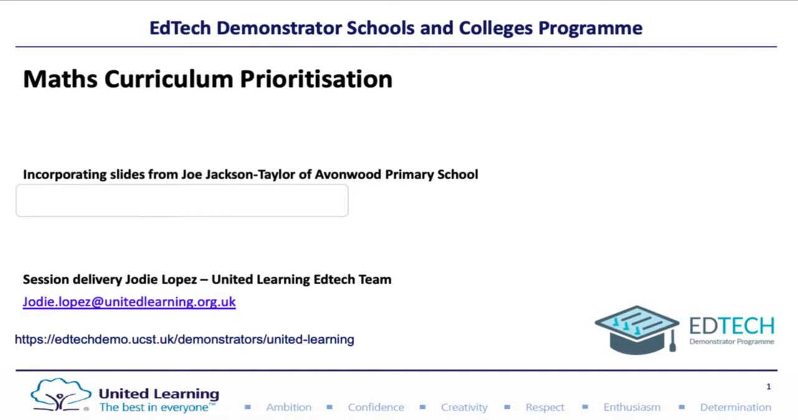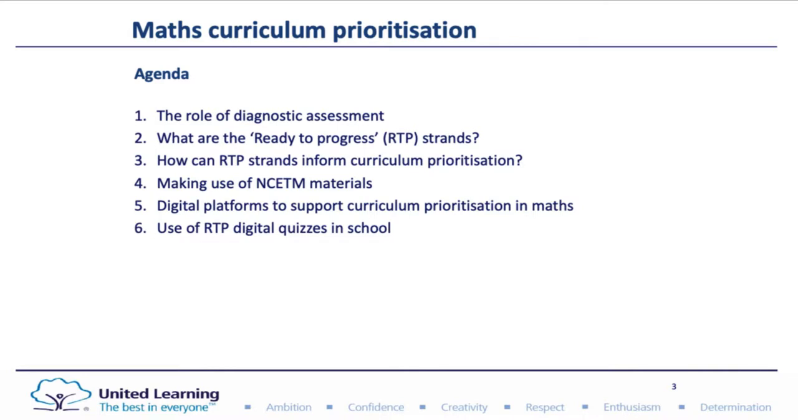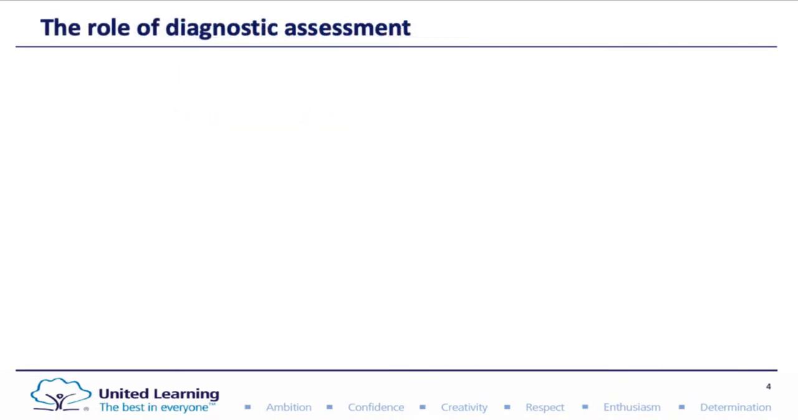So to take a look at the session, we've got our general overview here. And from that, if we look at the agenda, we're going to be looking at the role of diagnostic assessment. We're going to look at the ready to progress strands, the RTP strands. We're going to look at how the RTP strands can inform curriculum prioritisation. We're going to look at how to make use of the NCTM materials available, as they're all free online. We're going to look at some digital platforms that can support curriculum prioritisation in maths and the use of RTP digital quizzes in school.